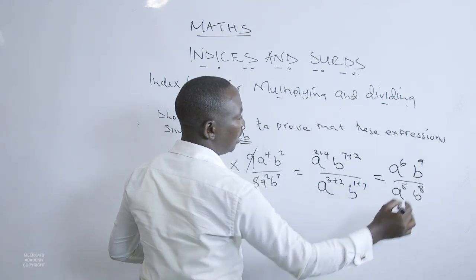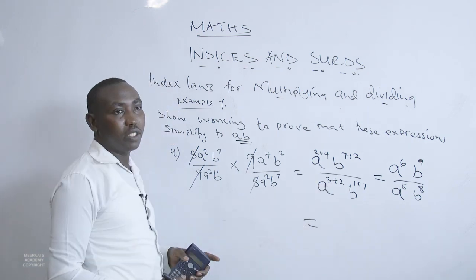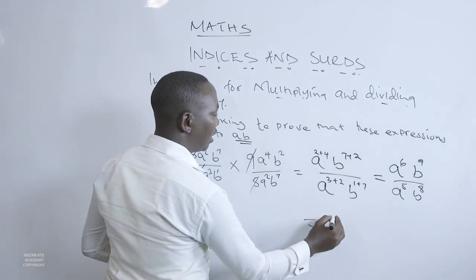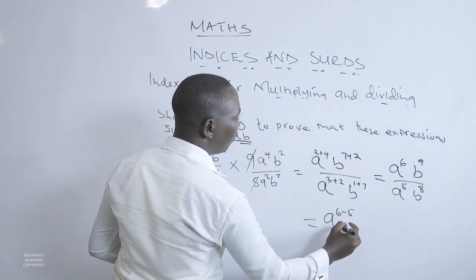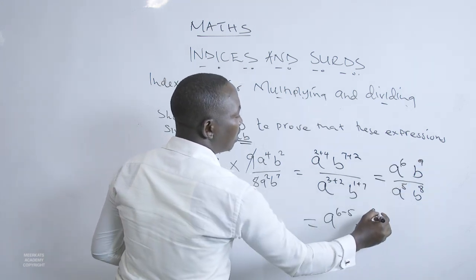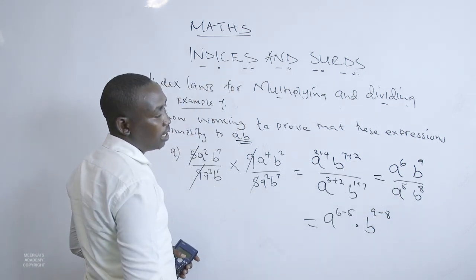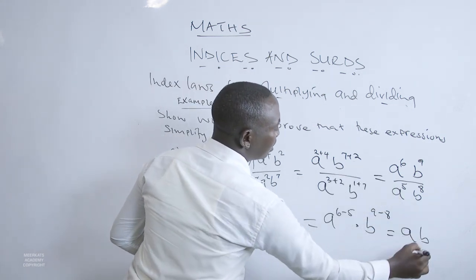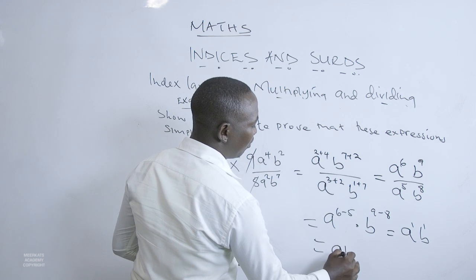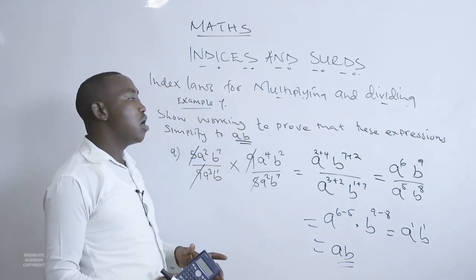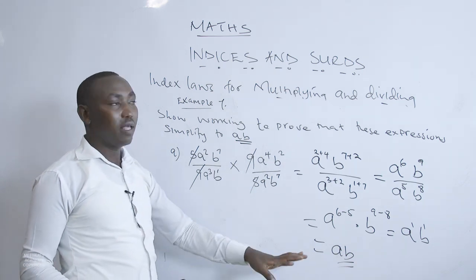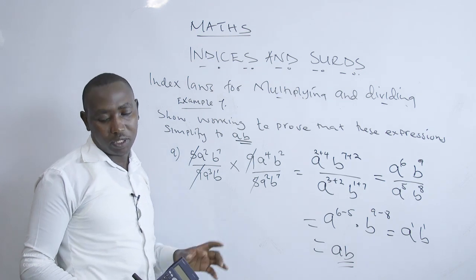Then when you finally simplify, a raised to 6 is being divided by a raised to 5. So this shall give us a raised to 6 subtract 5, multiplied by b raised to 9 subtract 8, which shall give us simply a raised to 1, b raised to 1, which is simplified as ab. And therefore, we have been able to show that when we simplify the whole of this expression, the result will be ab as was expected.